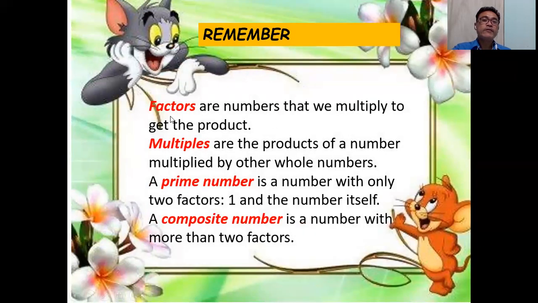Remember, factors are numbers that we multiply to get the product. Multiples are the products of a number multiplied by other whole numbers. A prime number is a number with only 2 factors, 1 and the number itself. A composite number is a number with more than 2 factors.